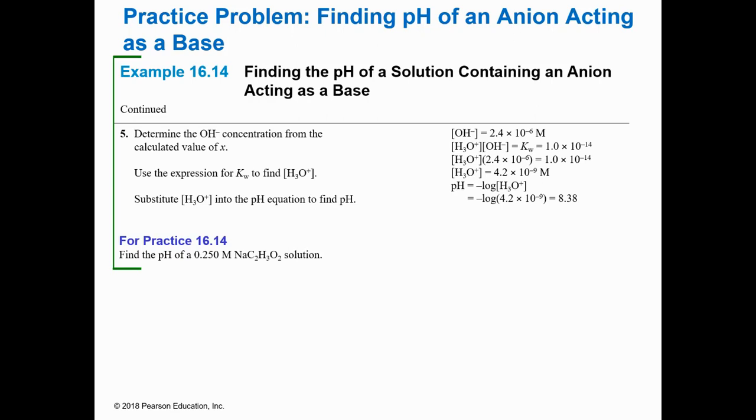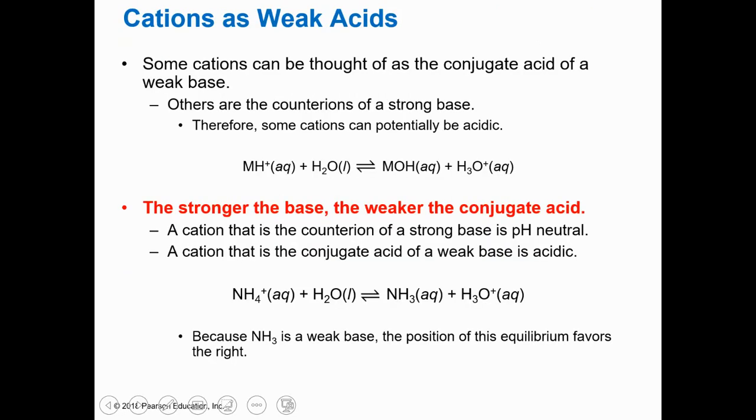Okay, they're going to do the same thing, but for this one, we're going to be looking at HC2H3O2. And then you find Kb from Kw over Ka. And the Ka is for acetic acid. Okay, again, not going to be tested. Also, just remember, the stronger the base, the weaker the conjugate acid is going to be.